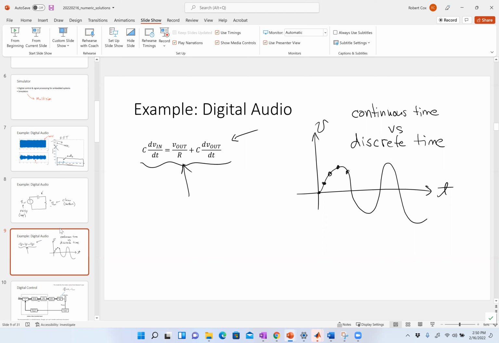What's the hard question there to answer? If I pick values from that waveform, what do I want to make sure of?